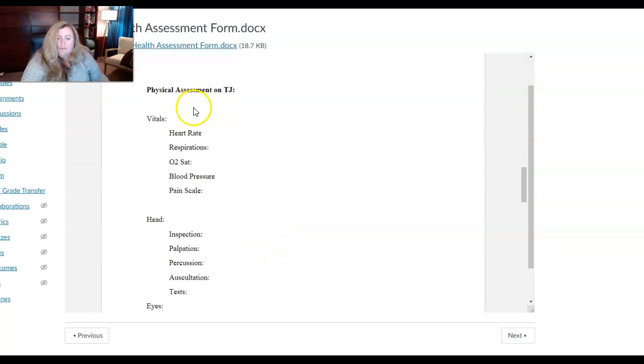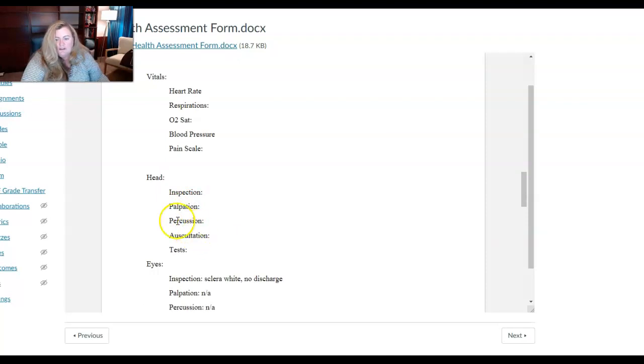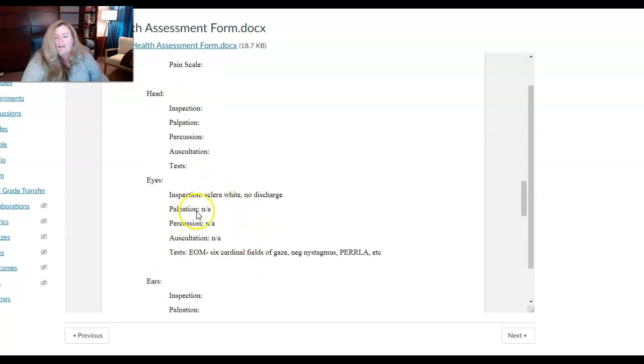Then you're going to come on down, and you're going to do your vital signs on Tina Jones. And you'll do heart rate, respirations, O2 sat, blood pressure, and your pain scale. Then for every single system, we do inspection, palpation, percussion, and auscultation. Of course, sometimes you don't do all of these, such as you don't auscultate the head or the scalp. So you just put NA. I did a little example here. This is not finished. I just did it so that you would kind of see what I'm looking for.